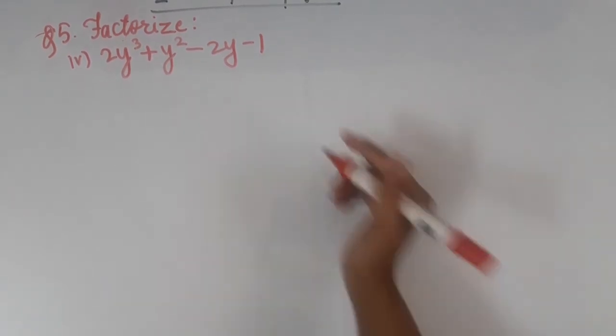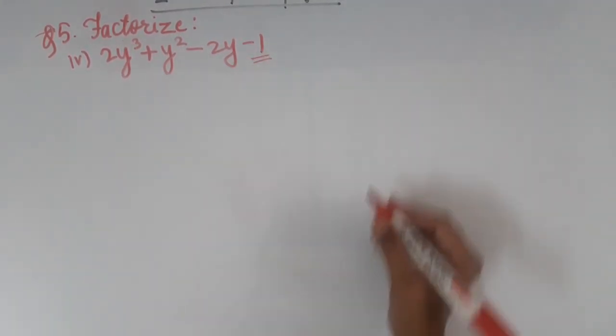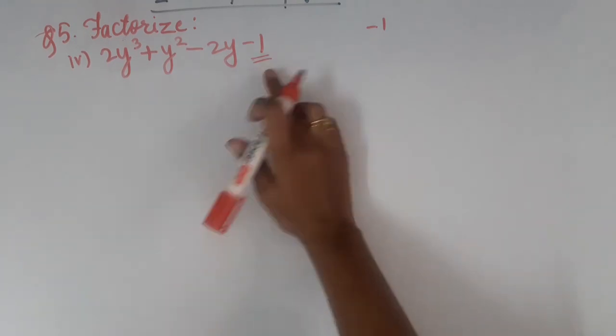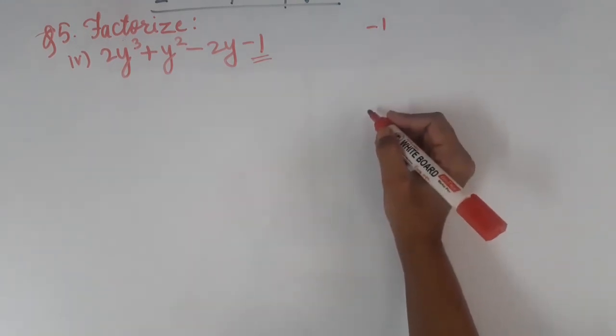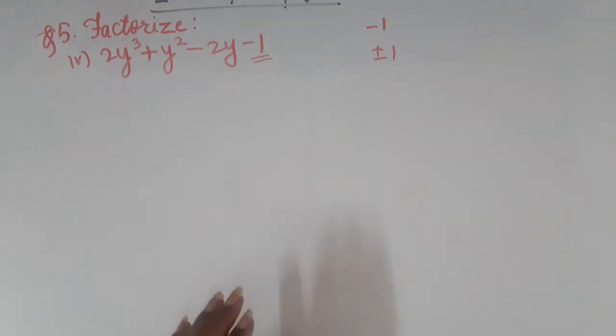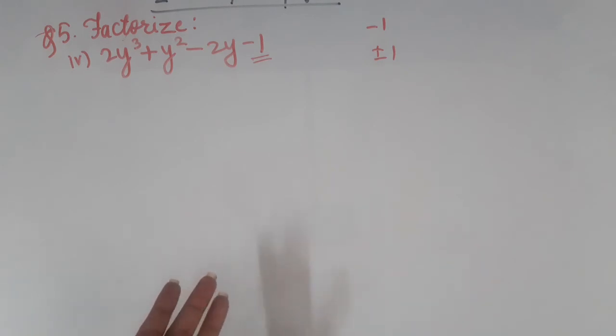Okay. Again take the constant term. The constant term is minus 1. It is a cubic polynomial. So the first step is to take the constant term and find all its possible factors. Factors of minus 1 are plus minus 1, right? 1 into minus 1 or minus 1 into 1. These two multiplications will only give you the answer minus 1. So the factors are plus minus 1.